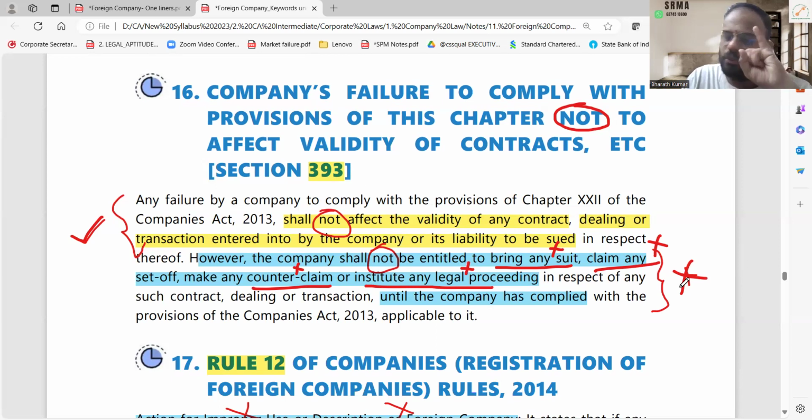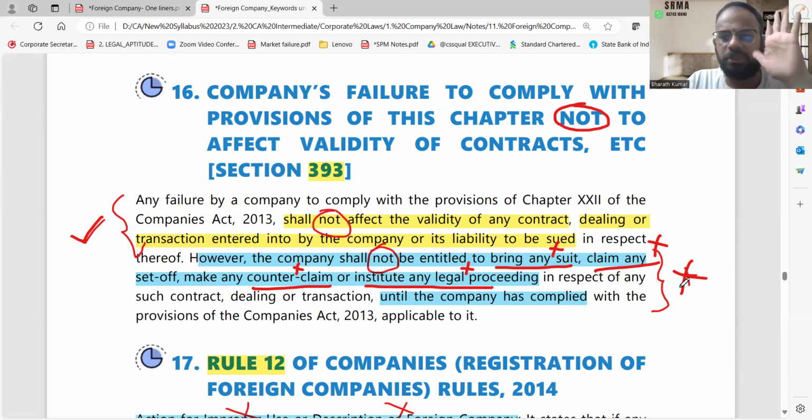So write it separately. You cannot bring any suit. You cannot file a case. You cannot claim a set-off. That means you are giving 10,000, he should give 5,000, that set-off you cannot do. Counter claim, whatever the claim that you are going to give against that particular previous claim, you cannot do. No legal proceeding you can institute.